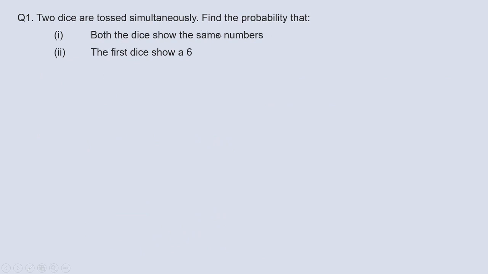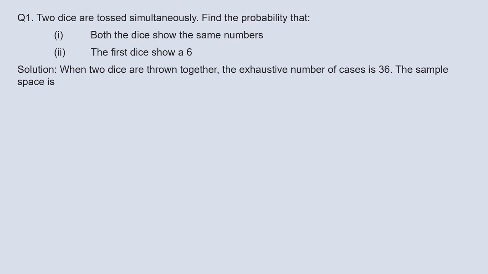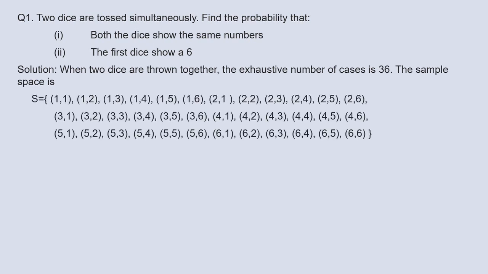Two dice are tossed simultaneously. Find the probability that both the dice show the same numbers, and that the first dice shows a 6. So, two dice are thrown together. The total number of exhaustive cases will be, just now I showed you, 6 from the first dice into 6 from the second dice. That is 36. The sample space is this, which I have shown in the earlier page.